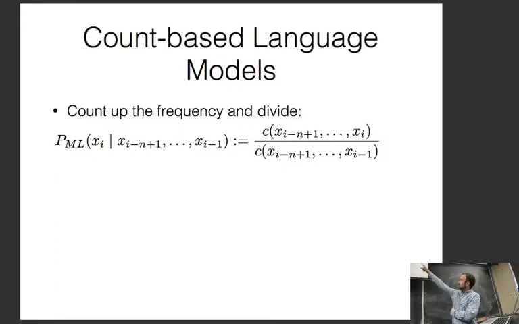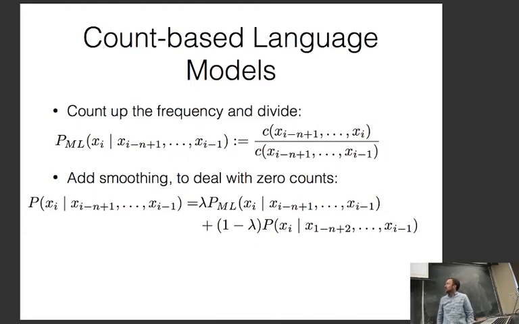So if we have the sequence of words, the boy ate, and then we have the sequence of words, the boy ate a watermelon, then the probability of watermelon given the boy ate would be the count of the boy ate a watermelon divided by the count of the boy ate. And of course, sometimes you're not going to have seen the boy ate a watermelon in your training data. So we do things like smoothing.